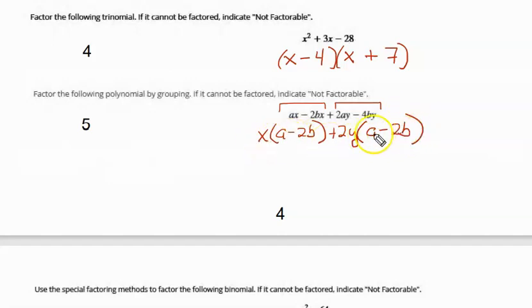So now we have 2 terms, and they each have the same binomial factor. So we put that factor in one parenthesis, a minus 2b. And then in the other parenthesis, what was left? The x and the plus 2y. And then reviewing, if we had this, the way to multiply it is you take the x multiplied by this binomial, and then the plus 2y multiplied by this binomial, and then distribute, and you get what they start off with. So you can go one way or you could go the other way. All right, let's go on.